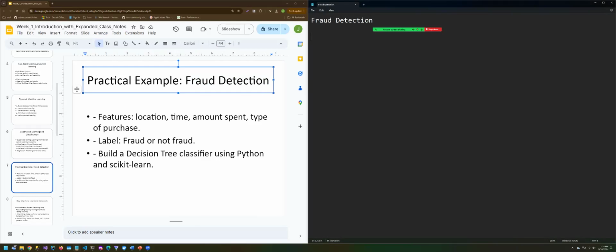And so if we were going to do fraud detection, then we need some way of knowing fraud detection. Let's be more specific for credit card transactions. And so our label is fraud or not fraud. So we're trying to predict whether a credit card transaction is fraud or not fraud.